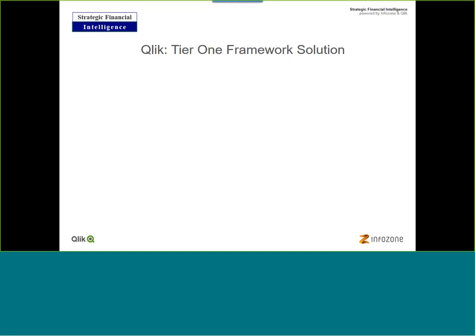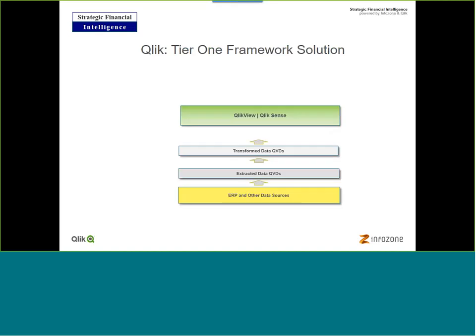So we've built what we call a Tier 1 framework solution. And what it means is, this is in QlikView, how a typical solution would look. In other words, you'll pull in from ERP and other data sources, you'll have extracted QVDs, you'll have transformed QVDs, and then you'll build the application.